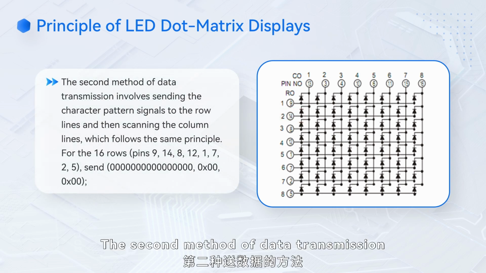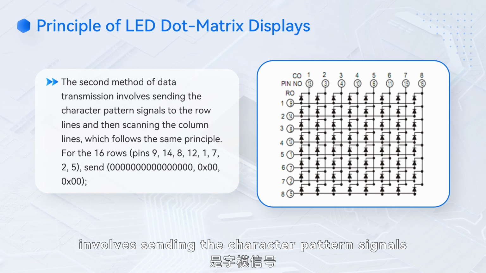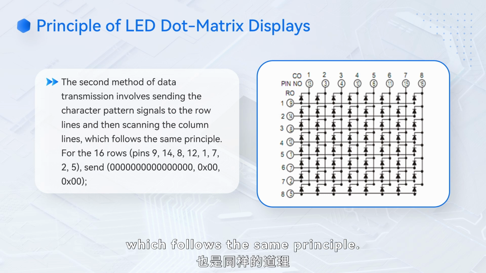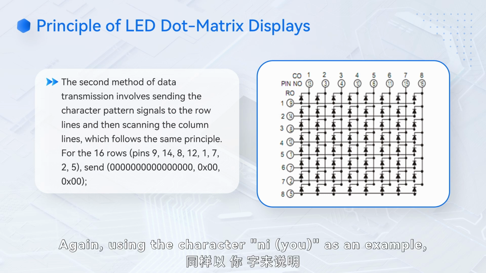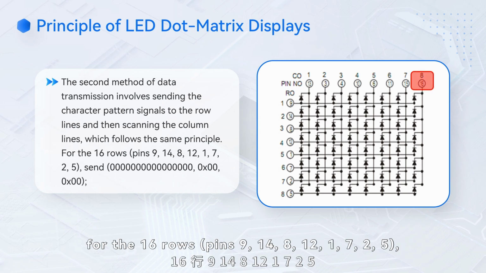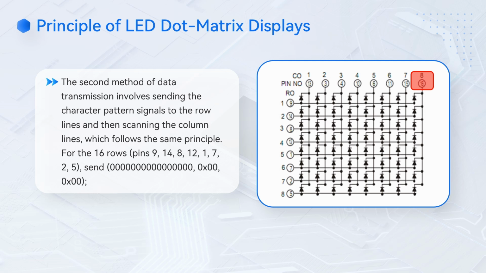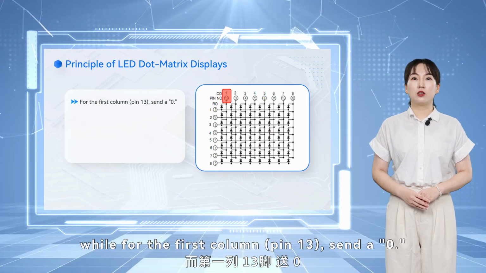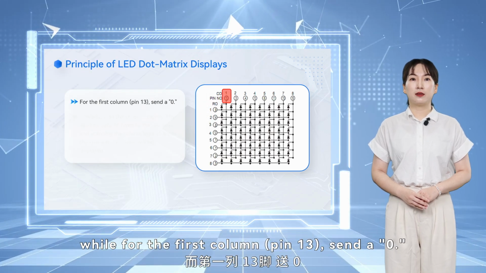The second method of data transmission involves sending the character pattern signals to the row lines and then scanning the column lines, which follows the same principle. Again, using the character ni, yu as an example, for the 16 rows, pins 9, 14, 8, 12, 1, 7, 2, 5, send 16 zeros, 0x00, 0x00. While for the first column, pin 13, send a 0.